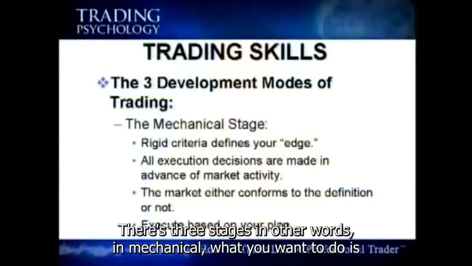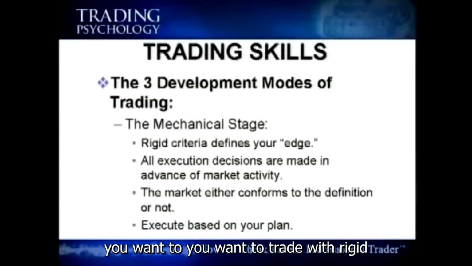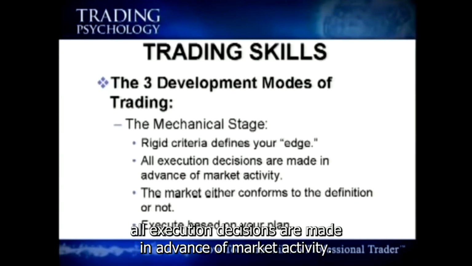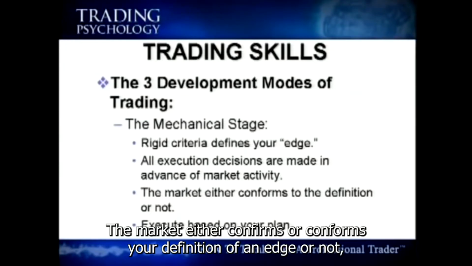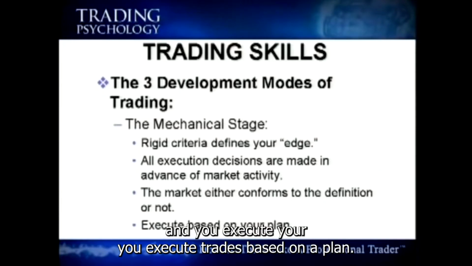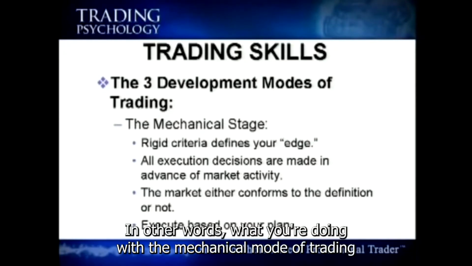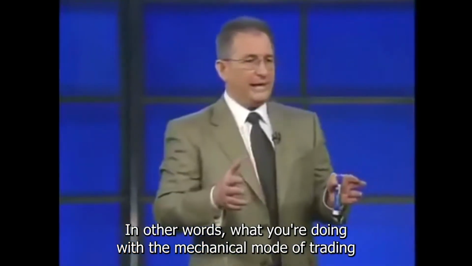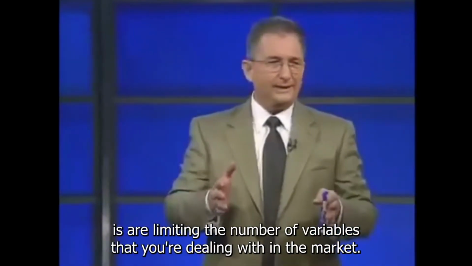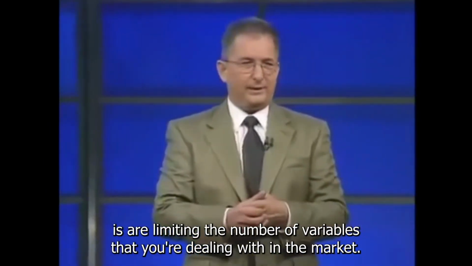There are three stages. In mechanical, what you want to do is trade with a rigid criteria that defines your edge. All execution decisions are made in advance of market activity. The market either conforms to your definition of an edge or not, and you execute your trades based on a plan. In other words, in the mechanical mode of trading you're limiting the number of variables that you're dealing with in the market.